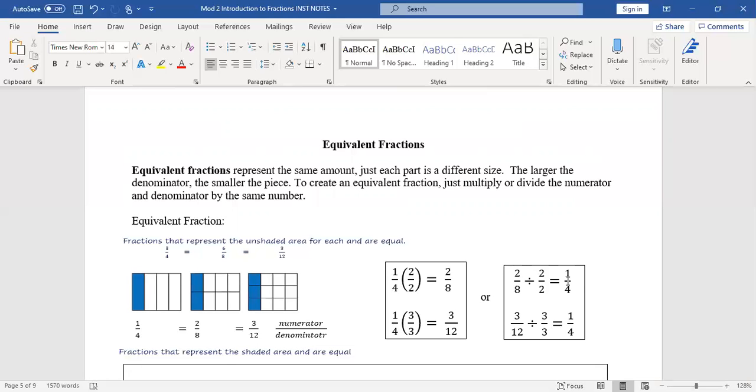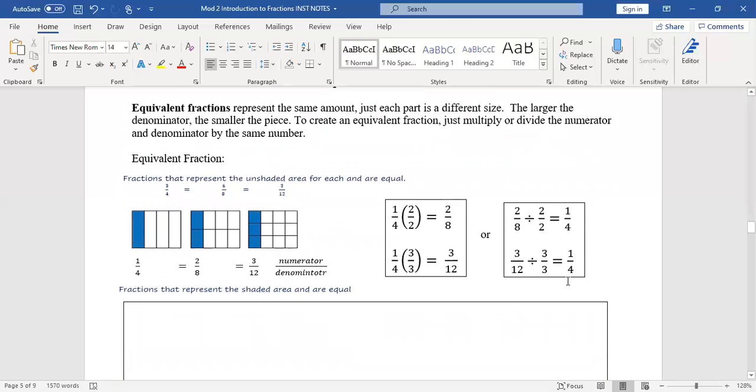If I had the 3/12 to begin with, and I divided the numerator and the denominator by 3, that would take me back to 1/4. Just as the 2/8, if I started with that, but divided the numerator and denominator by 2, I would end up with 1/4. So whether I'm breaking it down into smaller pieces or putting them back into a larger piece, I have equivalent fractions.